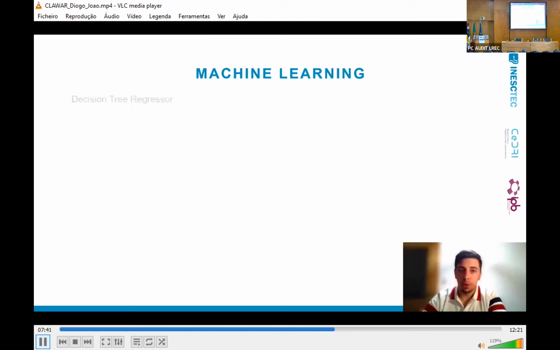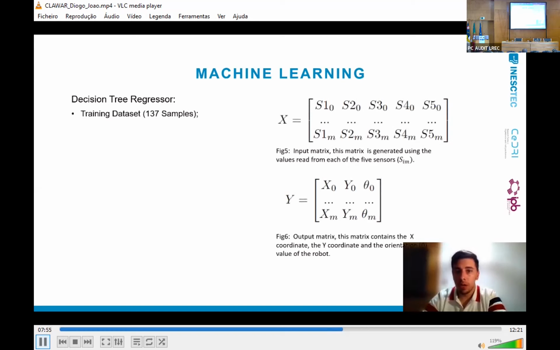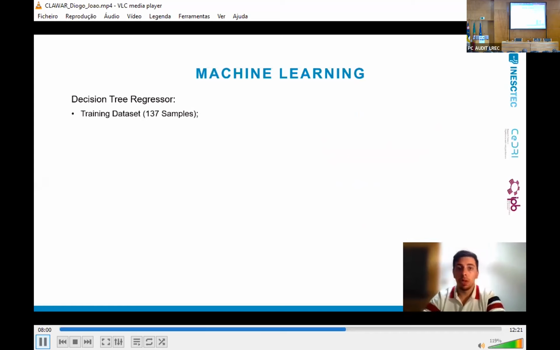To implement the decision tree regressor algorithm, the dataset previously presented by my colleague was used. This set is composed of 137 values referring to the robot's position, the output matrix Y, if you remember, and also the data line of the sensors, the input matrix X. Once the training dataset for the model was established, some of its hyperparameters like max features and min sample width were also optimized. In this case, we are using the function GridSearchCV implemented with a 10 times cross-validation.